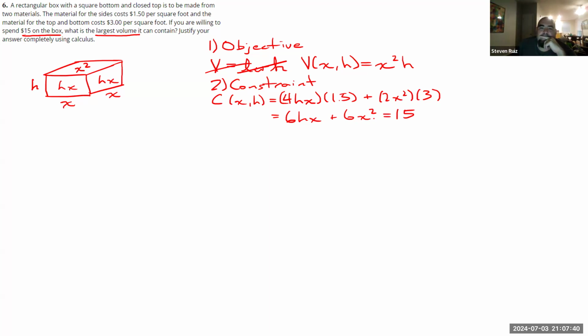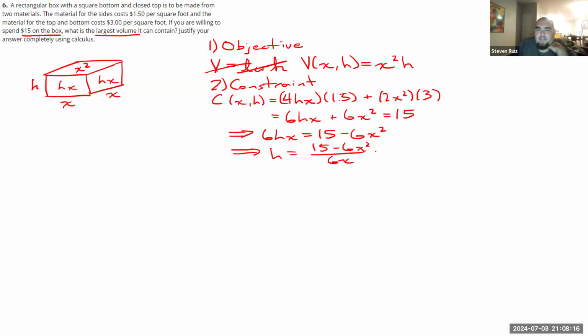So now what I want to do is take my objective and constraint and combine them in such a way that I only have one variable. So what I'm going to do with this constraint equation is solve it for a single variable. I think the variable that would be easiest to solve for in this case would be h. So let's work towards that. 6hx equals 15 minus 6x squared. So h equals (15 minus 6x squared) over 6x.